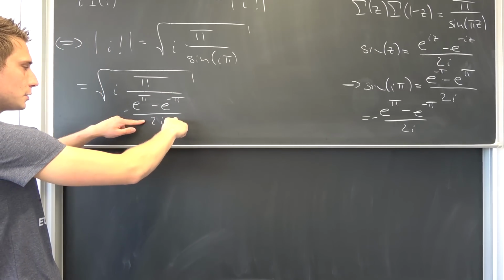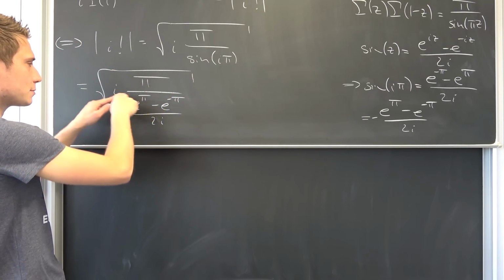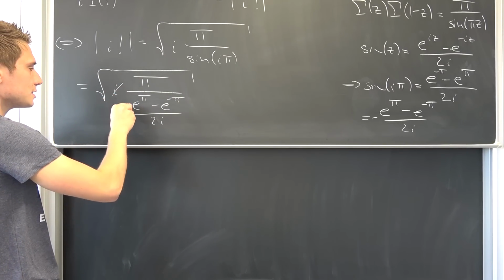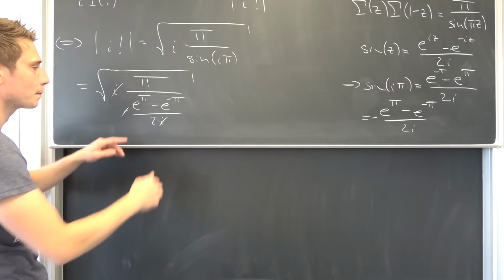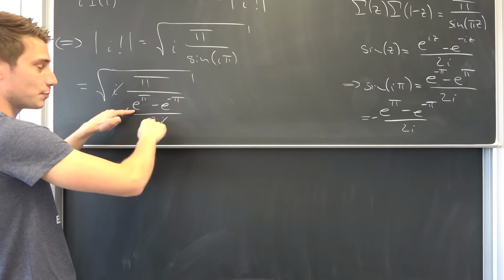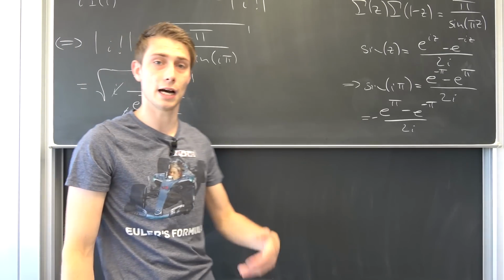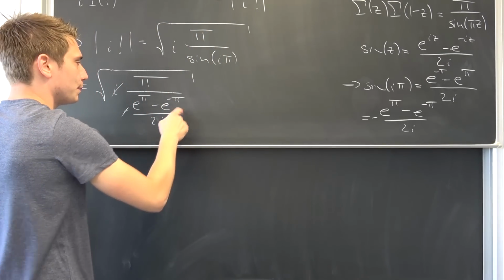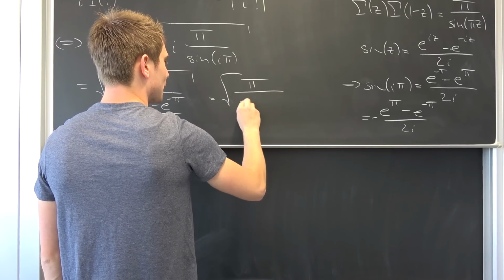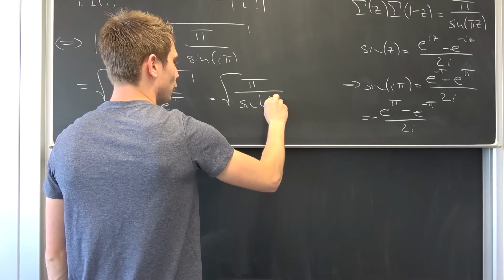Now you see, if we take the reciprocal of this thing, i times i is going to be -1. -1 times -1 is positive, so this, that, and that is going to cancel out. And what we have down here, e to the pi minus e to the negative pi over 2, is going to be the hyperbolic sine of pi. Okay, so there's nothing but the square root of pi over the hyperbolic sine of pi.